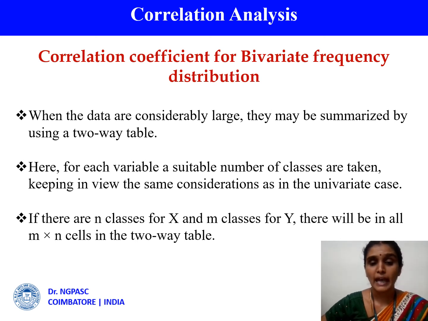For that, we have to consider suitable number of classes for both the variables x and y. For example, if x value lies from 0 to 100, we can classify into 0 to 10 class, 10 to 20, 20 to 30, etc. up to 90 to 100. Similarly, we can also classify the y variables and we can form the two-way table.